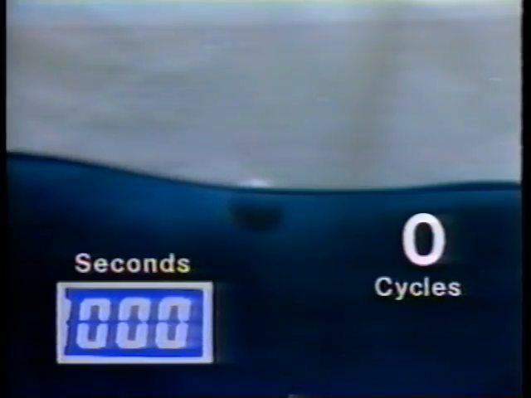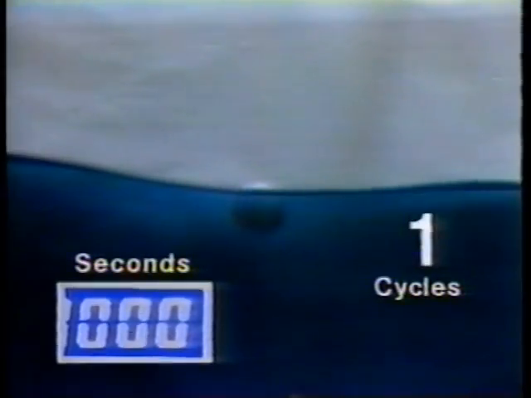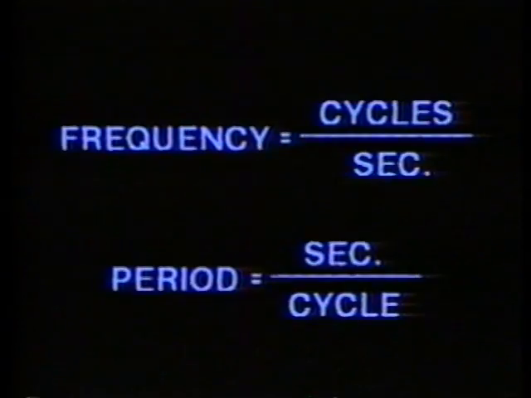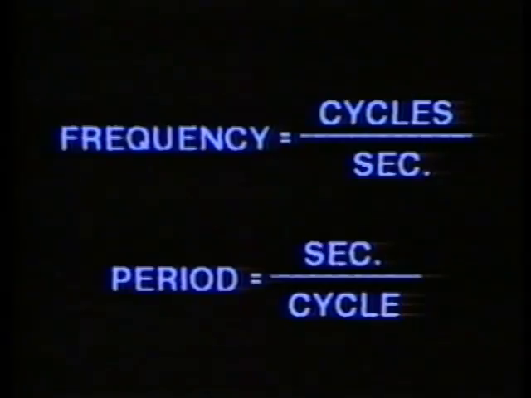Another way to measure motion is to measure how long it takes for just one wave to pass, the period. This wave takes about 0.9 seconds to complete one cycle. Period is seconds per cycle. You can see that frequency and period are the inverse of each other. If you know one, you can find the other.